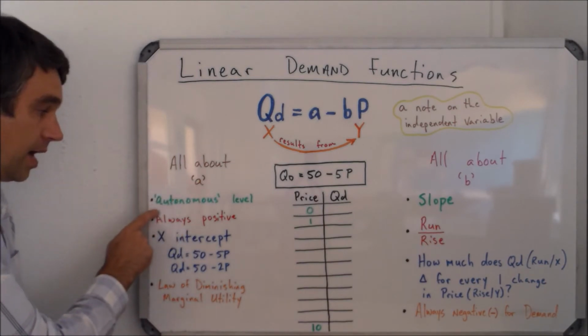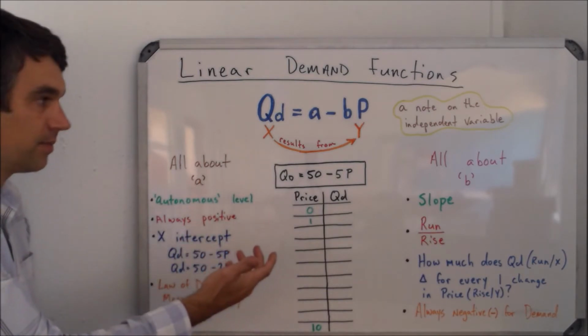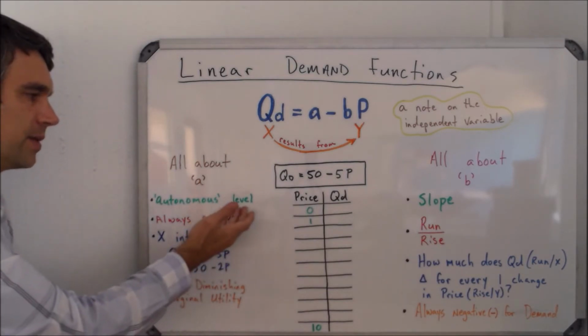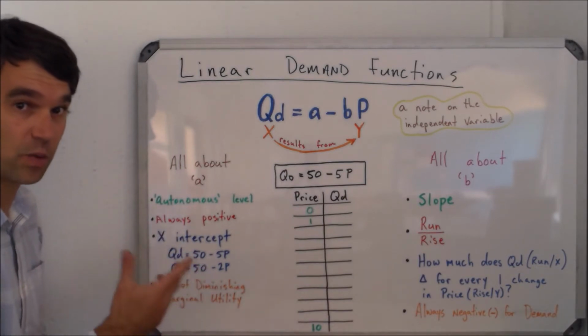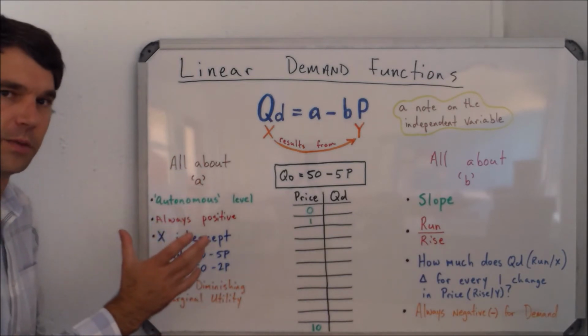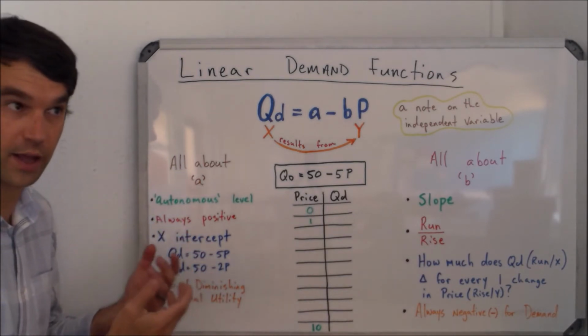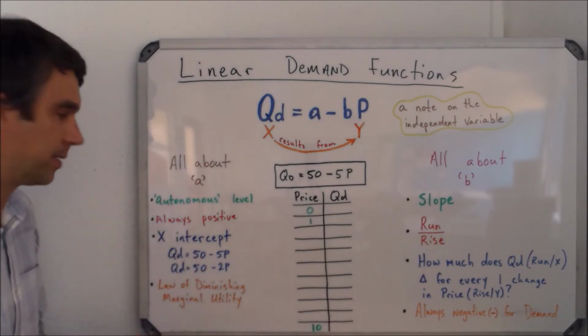It's called A, it's convenient because it's also known as the autonomous level of demand. And what we mean with the autonomous level is how much demand would exist even if there were no price to pay, so even if it were free. And that might seem a little bit confusing because wouldn't you want an unlimited amount if it were free? We'll come back to that in a moment.